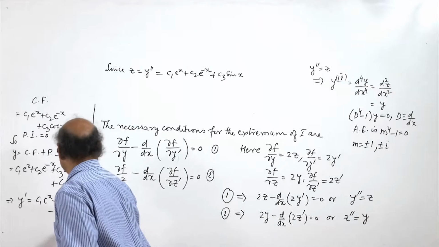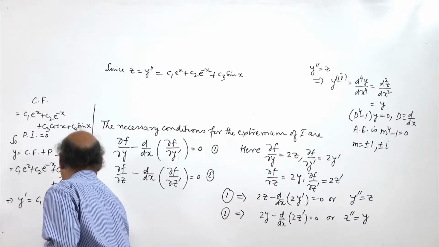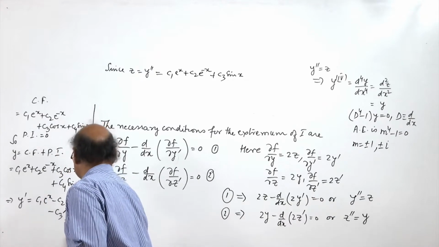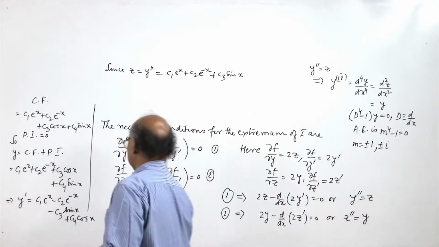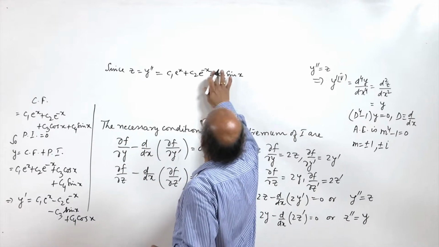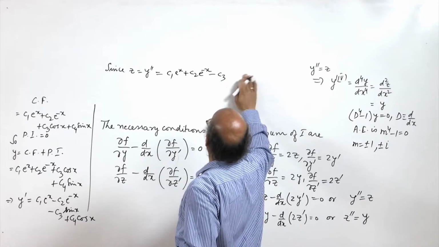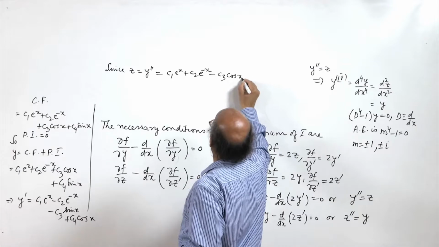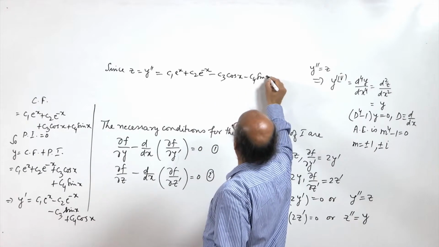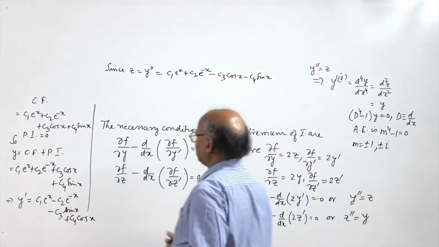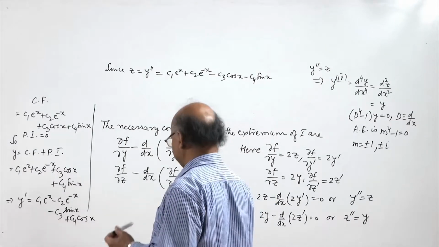Derivative of cos x is minus sin x here, and derivative of sin x is cos x here. So minus c3 cos x it will be, and then we have minus c4 sin x. Y is c1 e to the power x plus c2 e to the power minus x, c3 cos x plus c4 sin x.